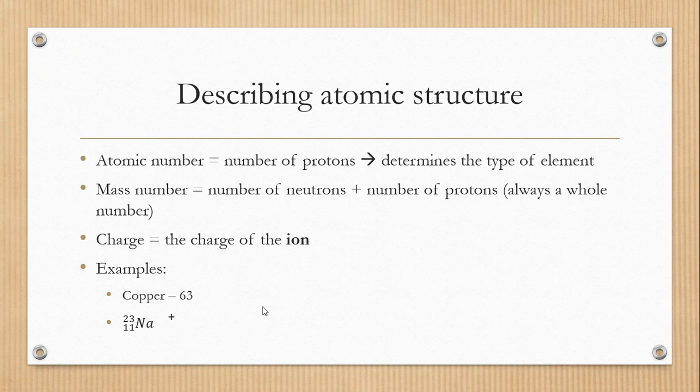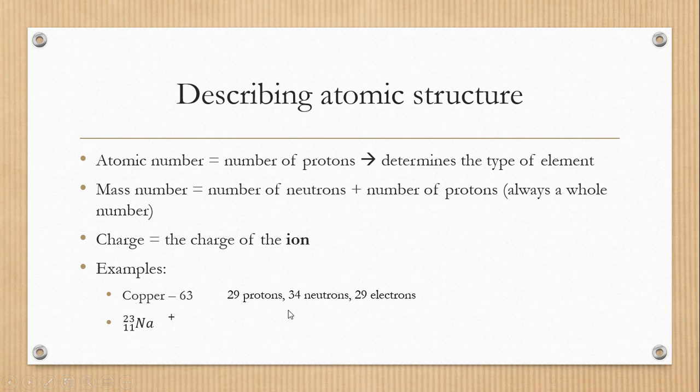Last but not least, electrons. This is where the charge comes into play. There's no charge listed here, so I can assume this copper atom is neutral, meaning it has no charge. For any neutral atom, the positively charged subatomic particles and the negatively charged subatomic particles must equal each other to cancel each other out. In this case, I have 29 protons. To neutralize that, I will need 29 electrons. And that's what we get. 29 protons, 34 neutrons, 29 electrons.